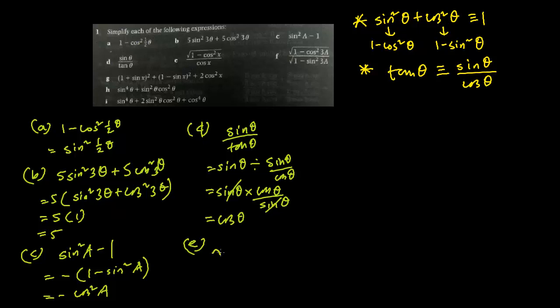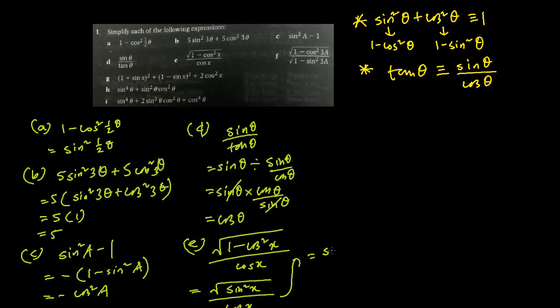Question number E. We have square root of 1 minus cos squared x, the angle theta is x here, divided by cos x. Now this would be square root of 1 minus cos squared x is sine squared x divided by cos x. So we have used the identity 1 minus cos squared theta is equivalent to sine squared theta. So here we can write sine squared theta. Now square root of sine squared theta is only sine theta, sine x, divided by cos x. So sine x by cos x, we have the identity tan x.